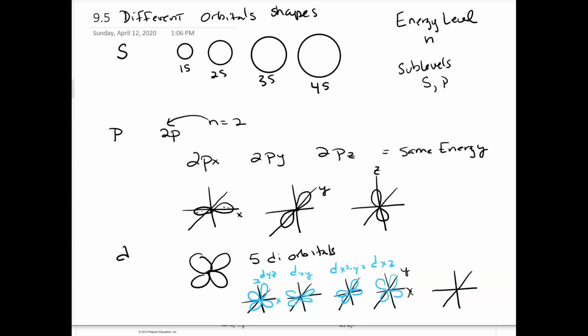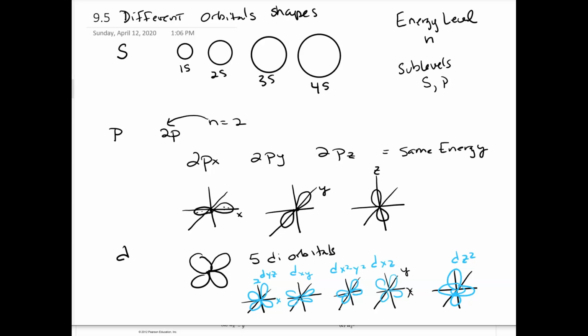And then there's the 5th one, which has what I call the pacifier shape. It looks like sort of a pacifier with a ring around it. And that is called dz squared. So 4 of the 5 have this cloverleaf shape, and then the 5th one has this pacifier shape.